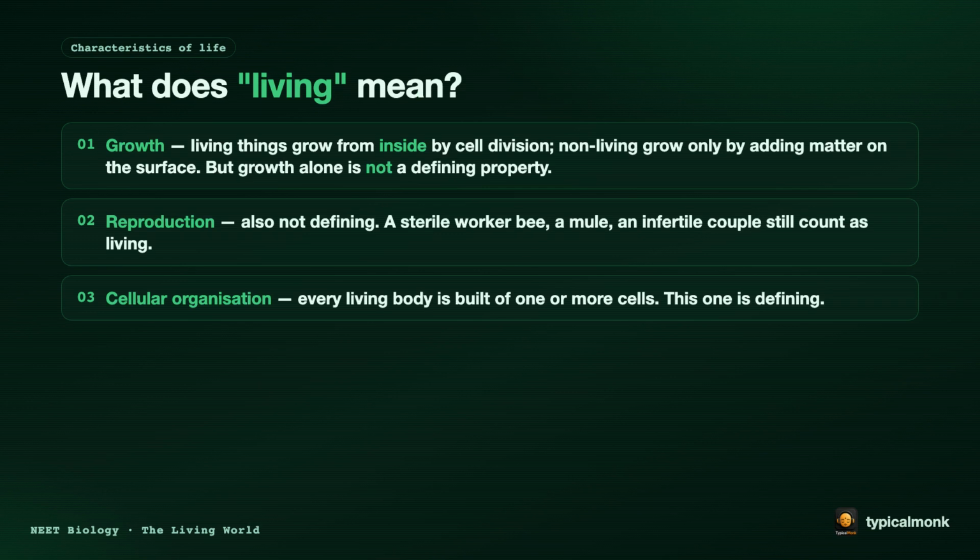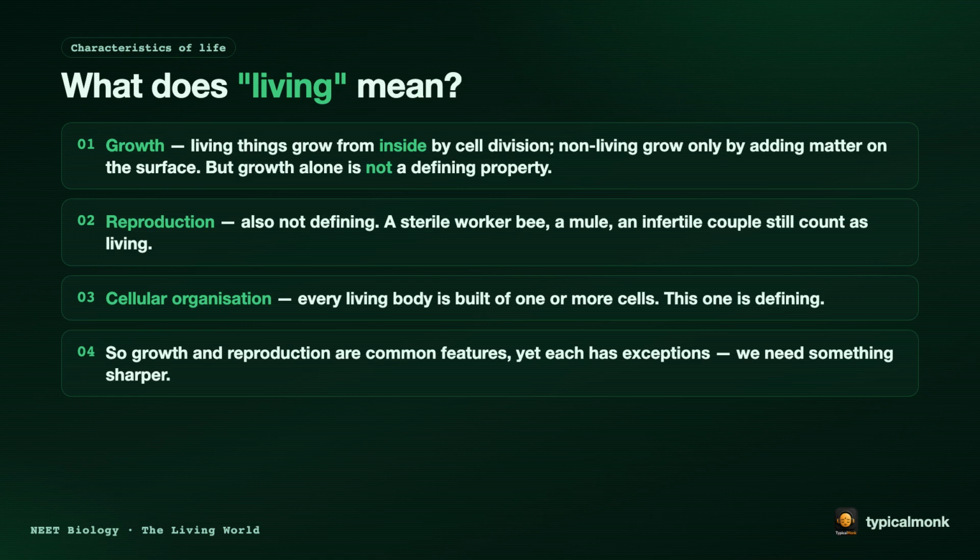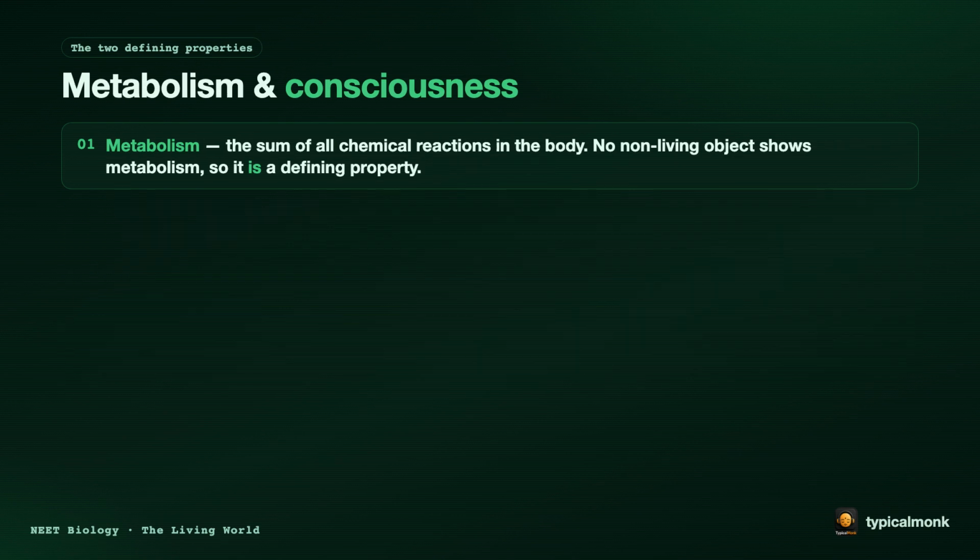Cellular organization. Every living body is built of one or more cells. This one is truly defining. So growth and reproduction are common features, yet each has exceptions. We need something sharper. Here are the 2 properties that actually draw the line.